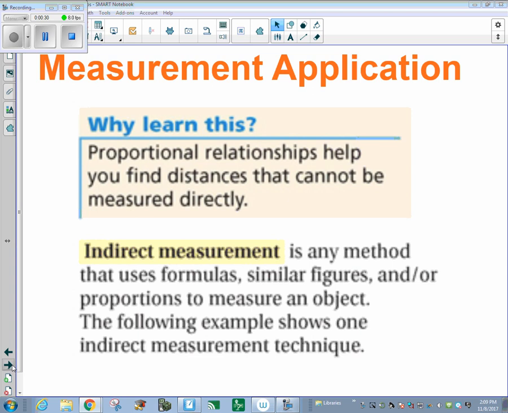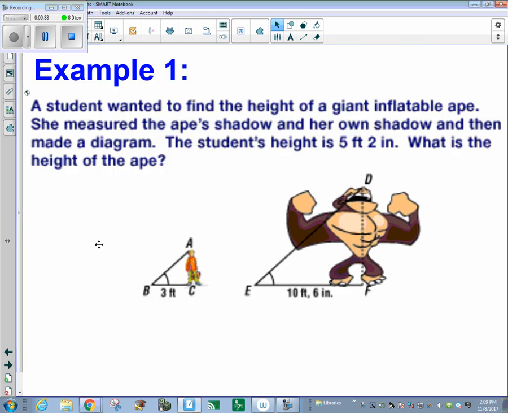So we're going to have to think back to our similar triangles that we dealt with in the previous unit, and here's how it's going to work. Let's start with one. The student wanted to find out the height of a giant inflatable ape, this guy over here. She measured the ape's shadow and her own shadow, as you can see in the diagram. The student's height is 5 feet 2 inches. What is the height of the ape?